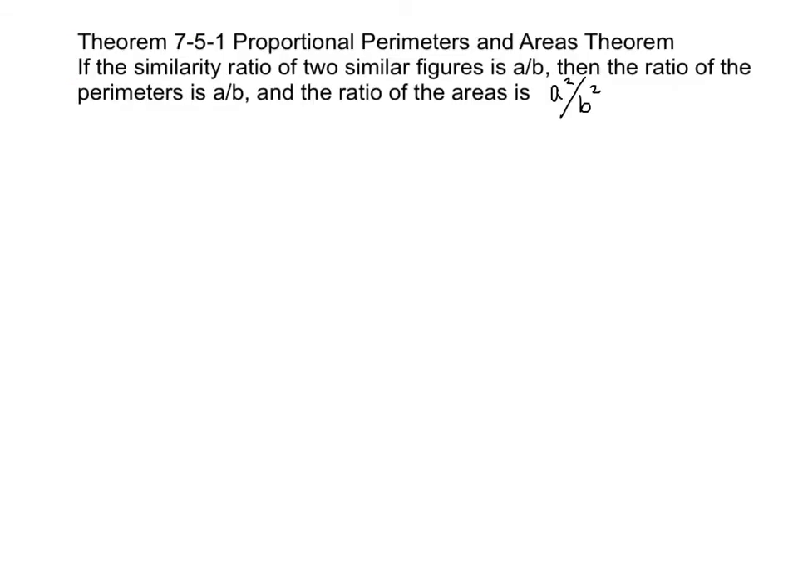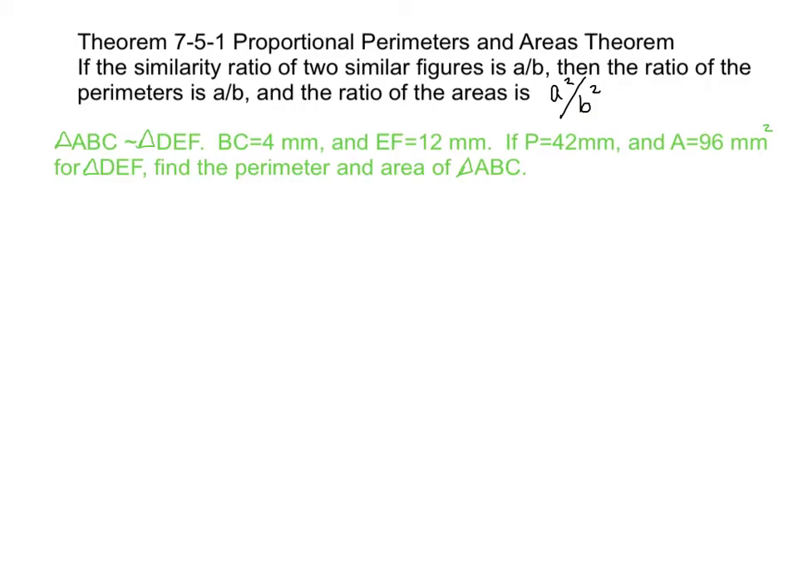We do have one theorem for this section, and it's Theorem 7-5-1, Proportional Perimeters and Areas Theorem. So if the similarity ratio of two similar figures is A to B, then the ratio of the perimeters is A to B, and the ratio of the areas is A squared over B squared. So let's go ahead and use this theorem in an example here.